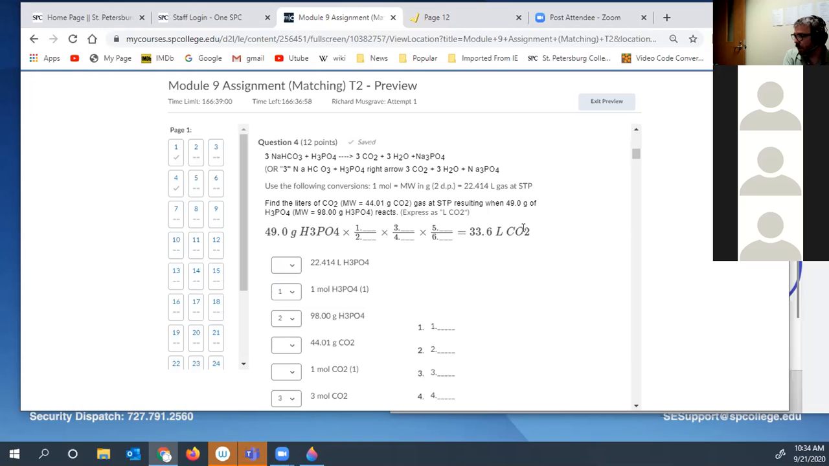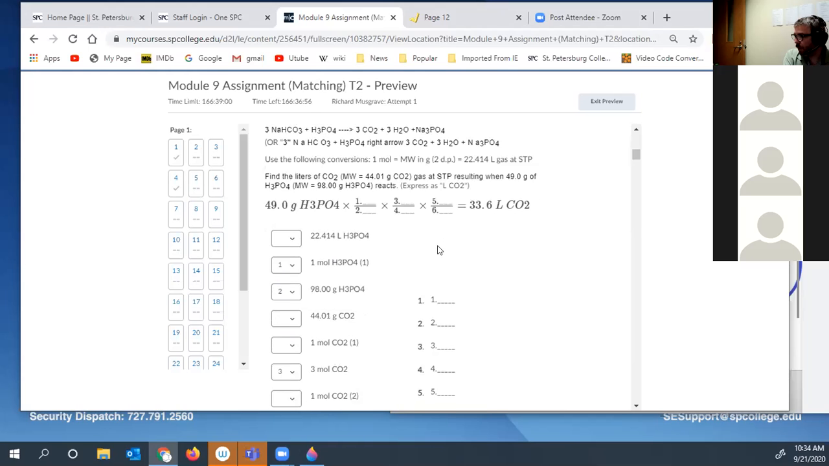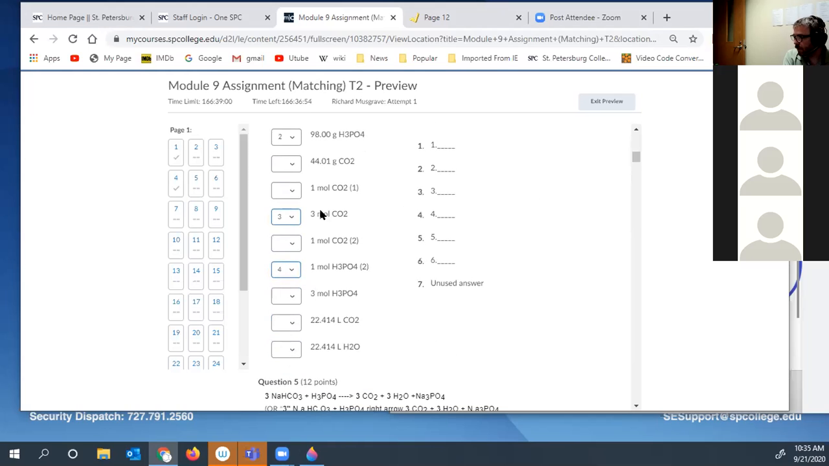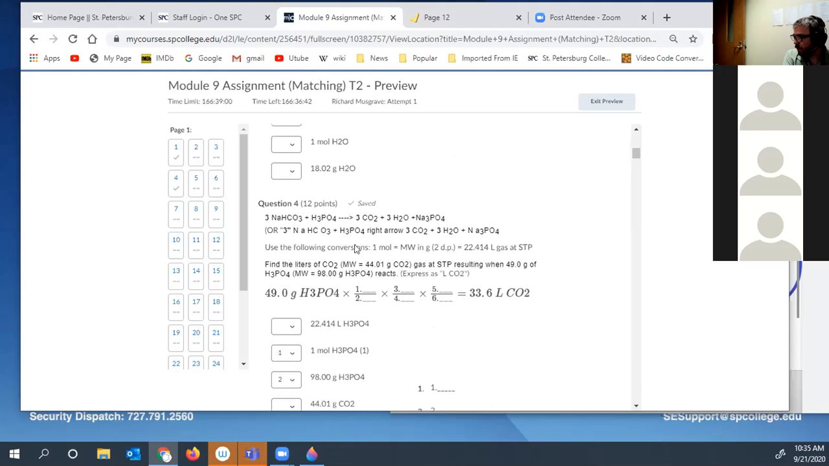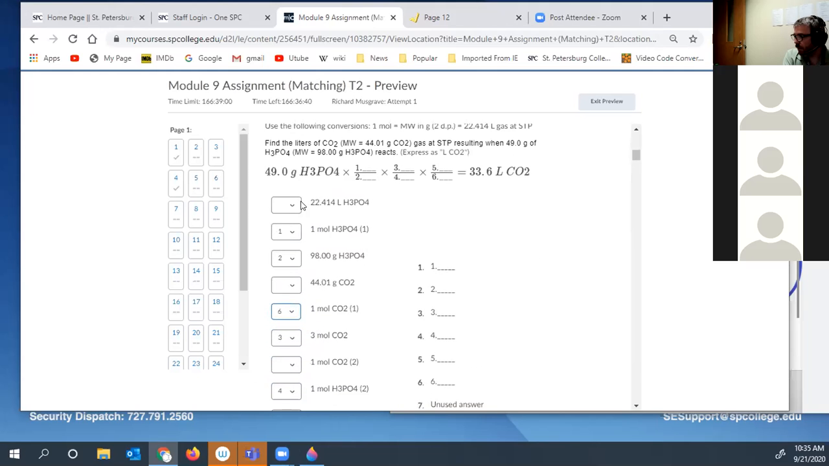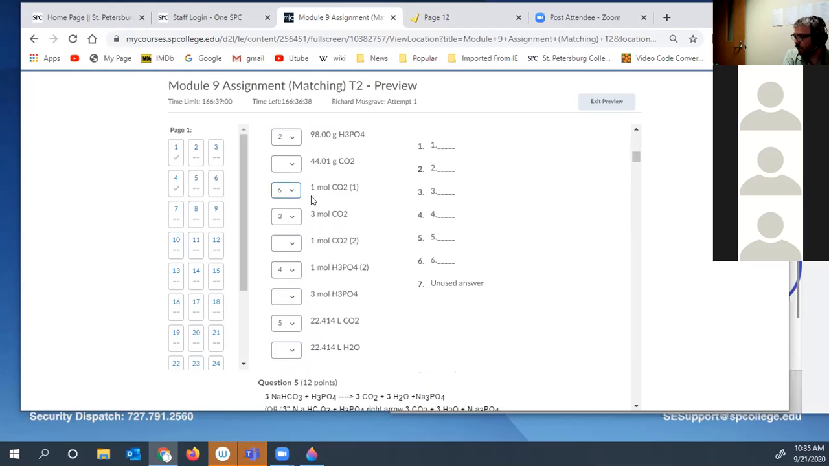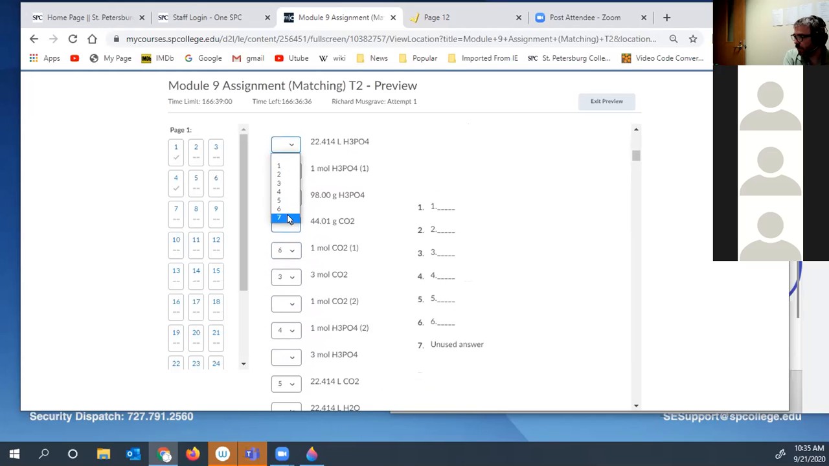And then we need liters of CO2 and over 1 mole of CO2. And that would be down here. And 1 mole of CO2. Okay, and then everything else gets the unused answer, which is 7.